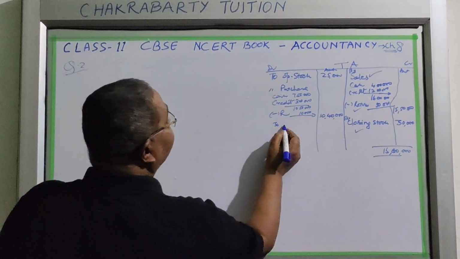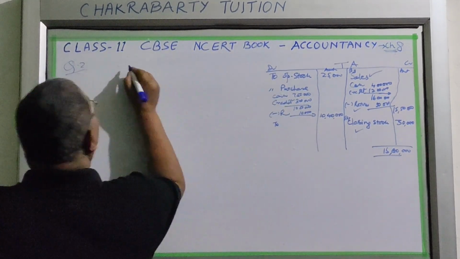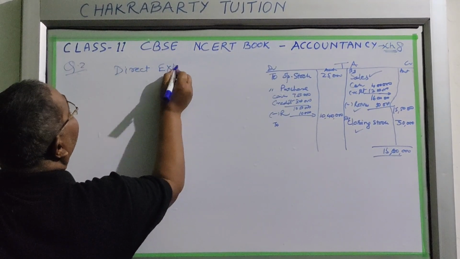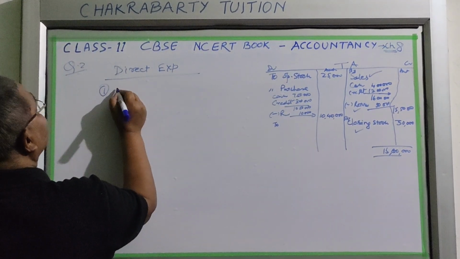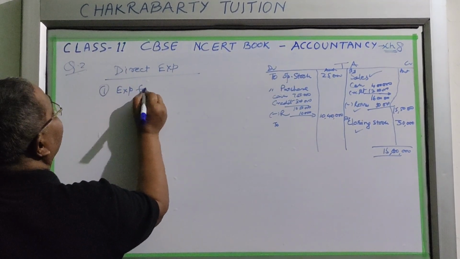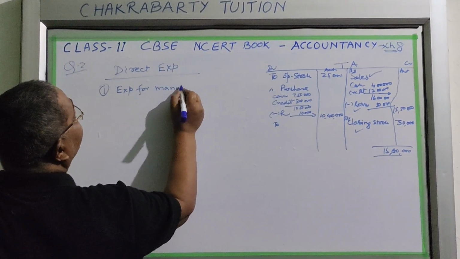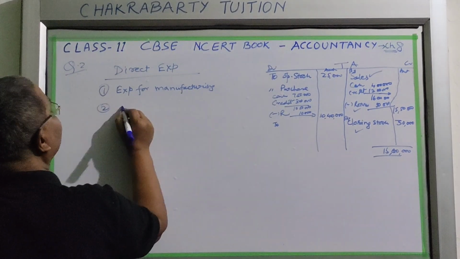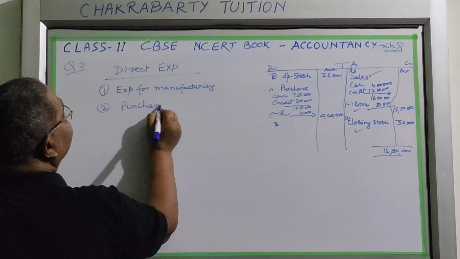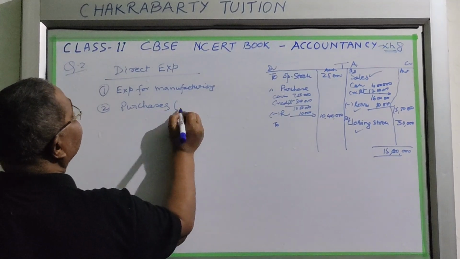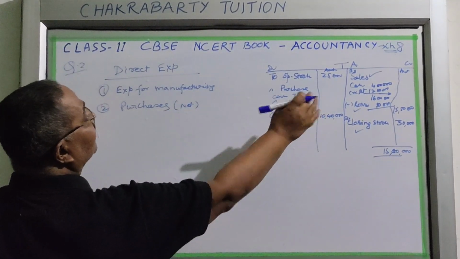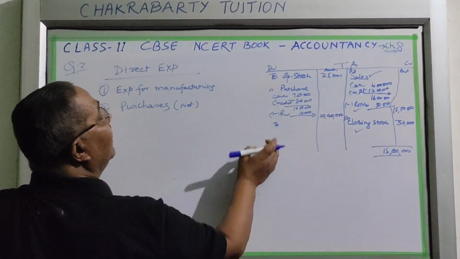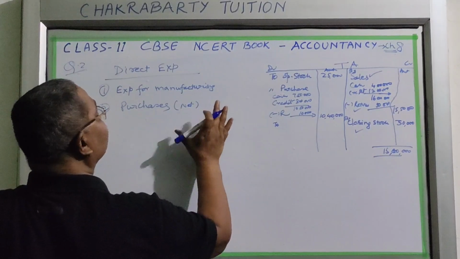So here we will write all the direct expenses. What are the direct expenses? This also you remember. Direct expenses means expenses for manufacturing any item. Second, purchases, net purchases. Net you have to do, means the return you have to reduce, and anything lost by fire or any goods taken by the owner. So whatever is available in business for sale purpose.